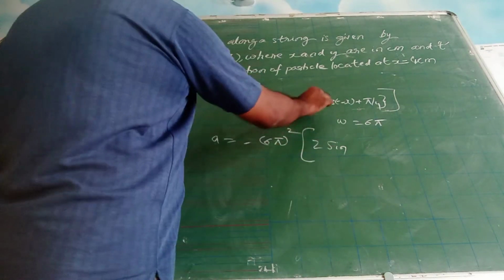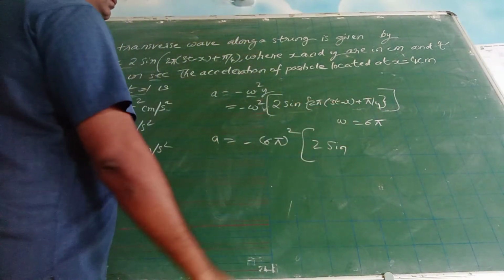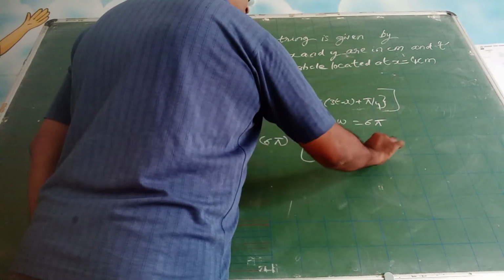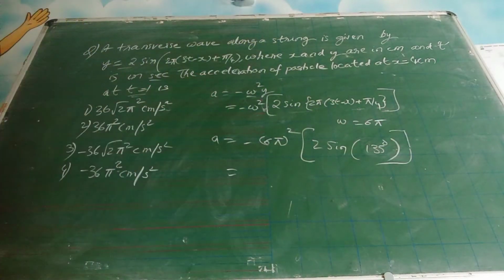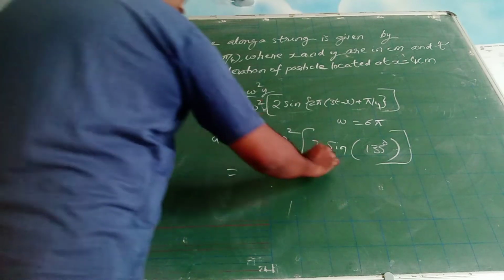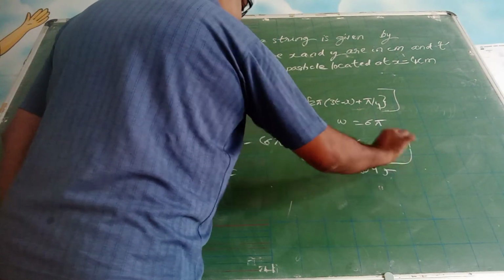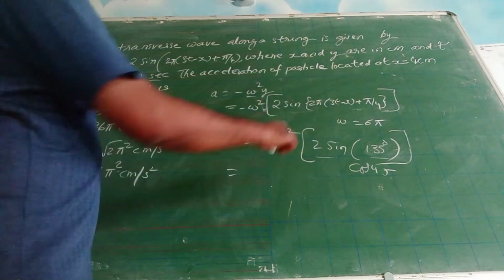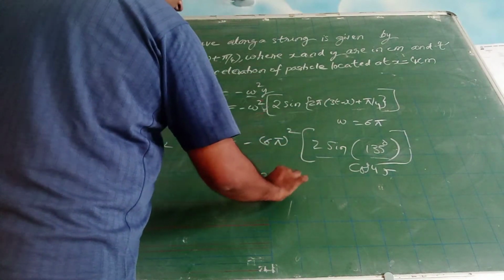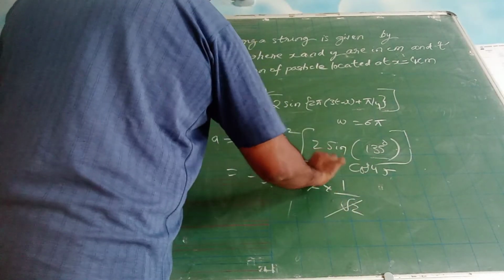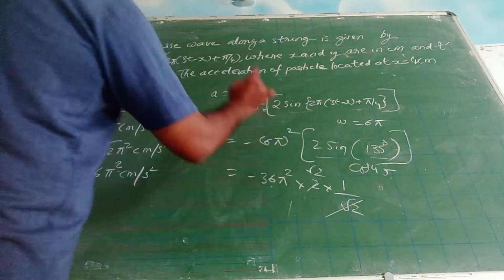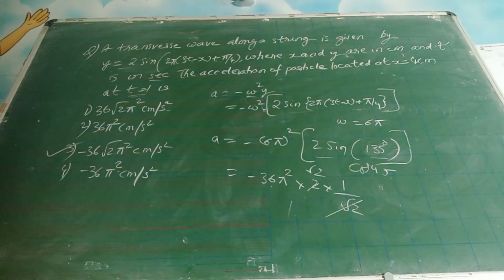So minus 1, minus 2 pi. Minus 2 pi plus pi by 4. How much? It is sine of minus 135. Sine is an even function. Sine of minus 135 and sine of 135 is same only. So what is this value? This is cos 45. Sine of 90 plus 45, cos 45. So this is minus 36 pi square into 2 into 1 by root 2. You are getting minus 36 root 2 pi square. Option 3 is the right answer.